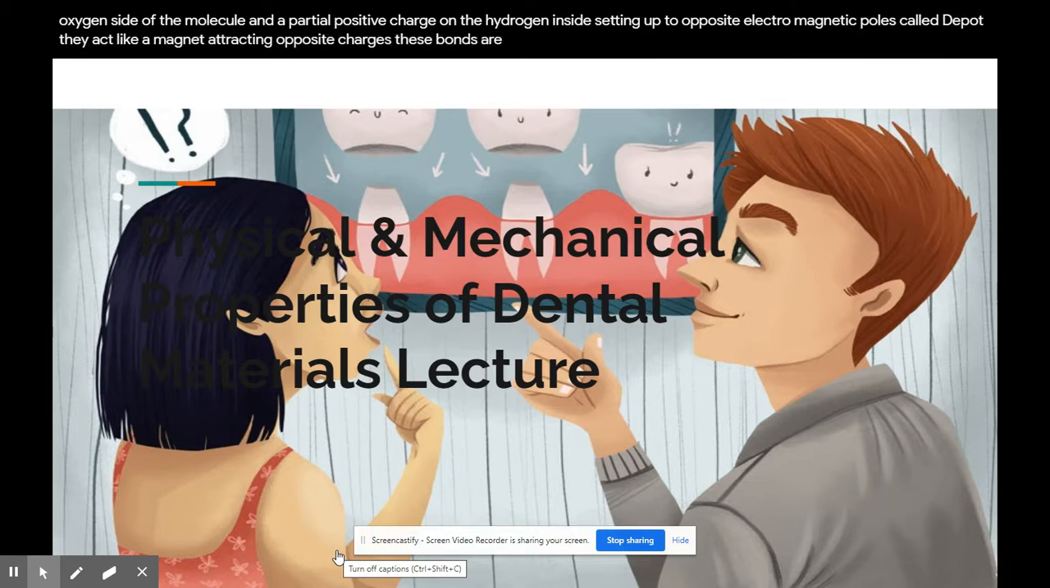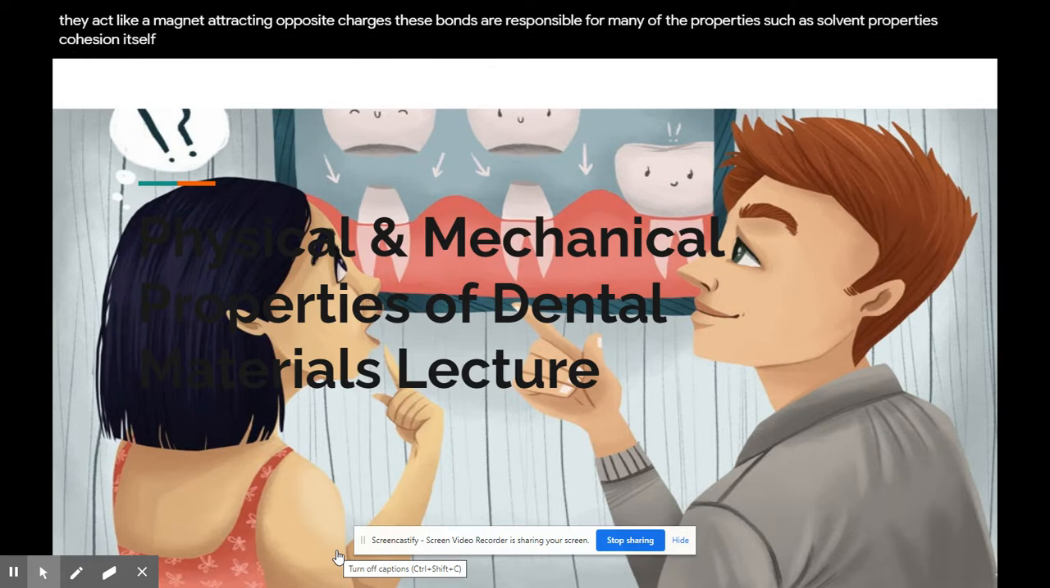These bonds are responsible for many of the properties such as solvent properties, cohesion (sticks to itself), adhesion (sticks to other materials), and density. Hydrogen bonds are the strongest of the secondary bonds, but still much weaker than the primary bonds.